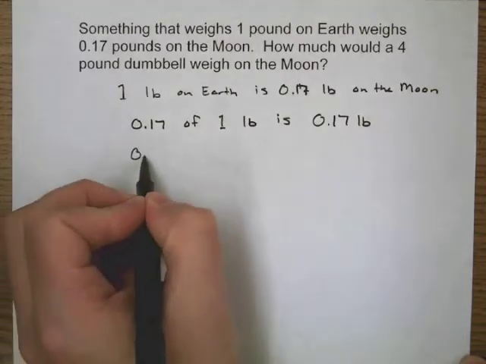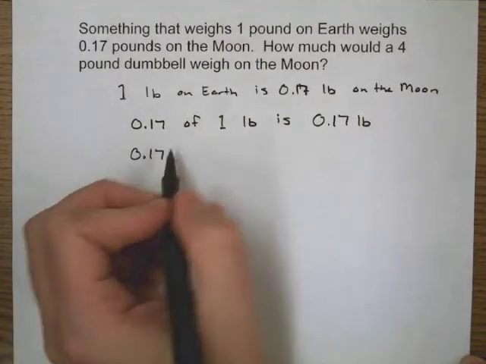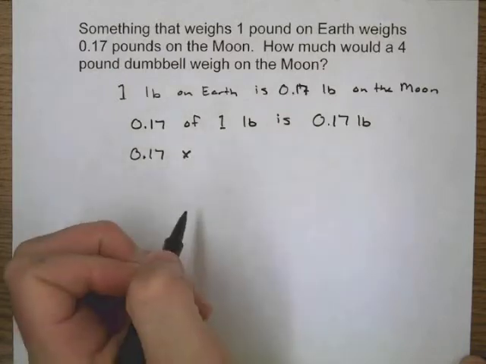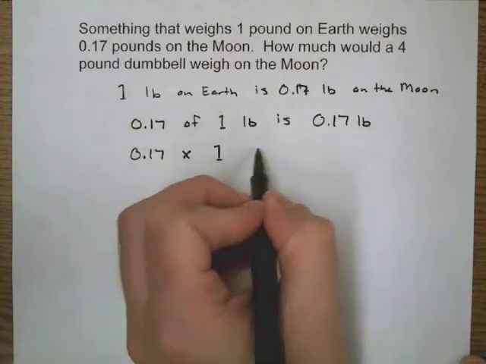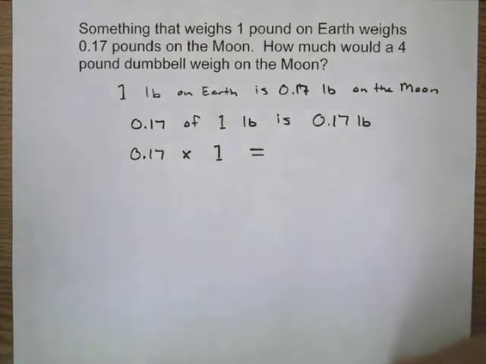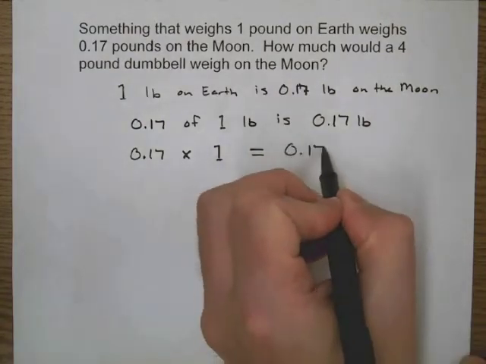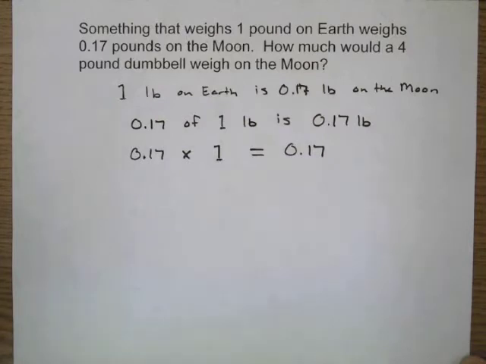Now I could rewrite this and take out the words and replace them with symbols. So 17/100ths of, and of is another word for multiply. So 17/100ths times 1 equals 17/100ths of a pound.